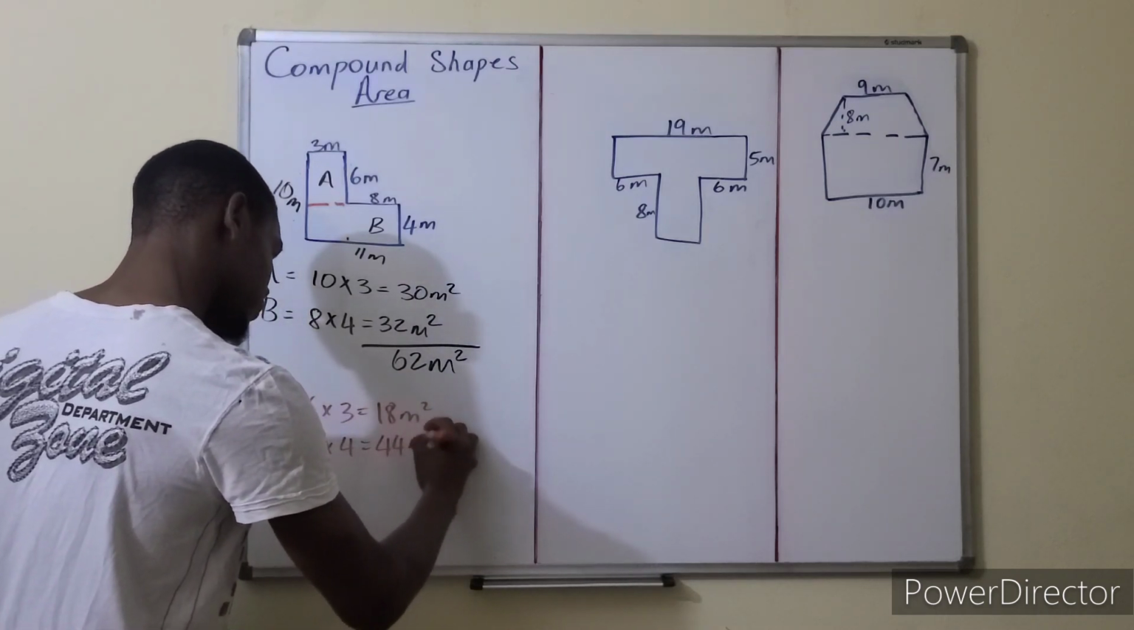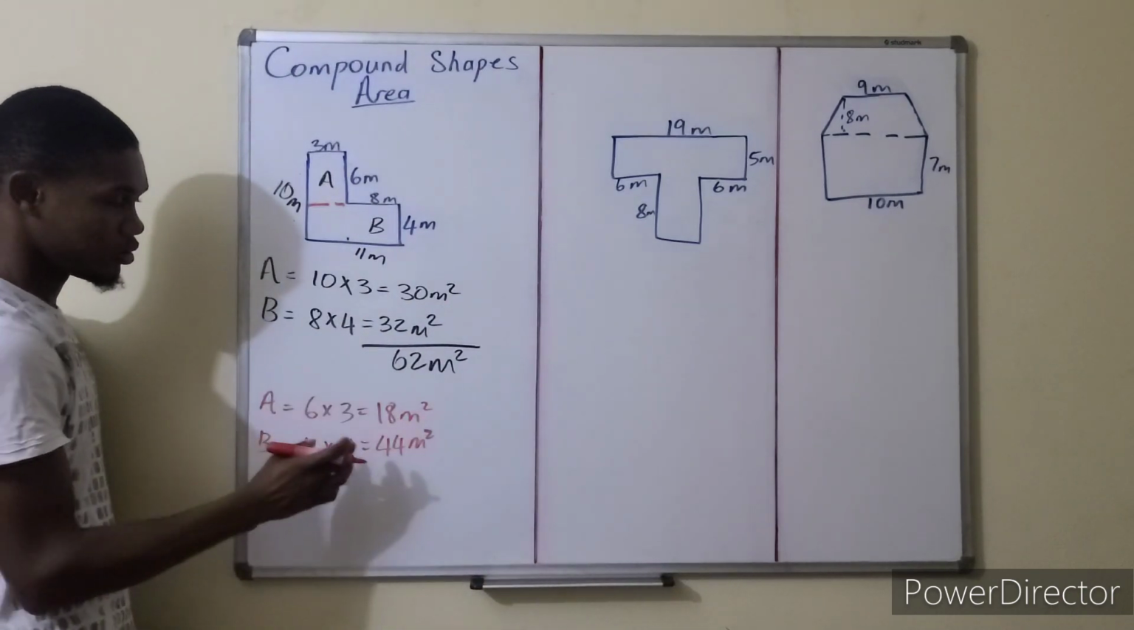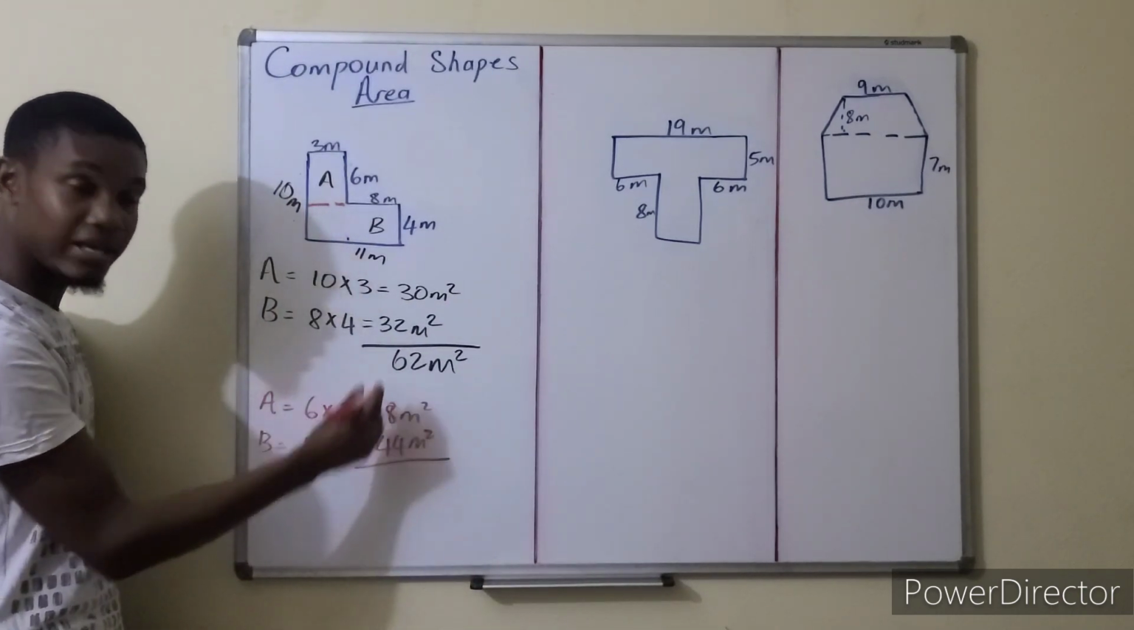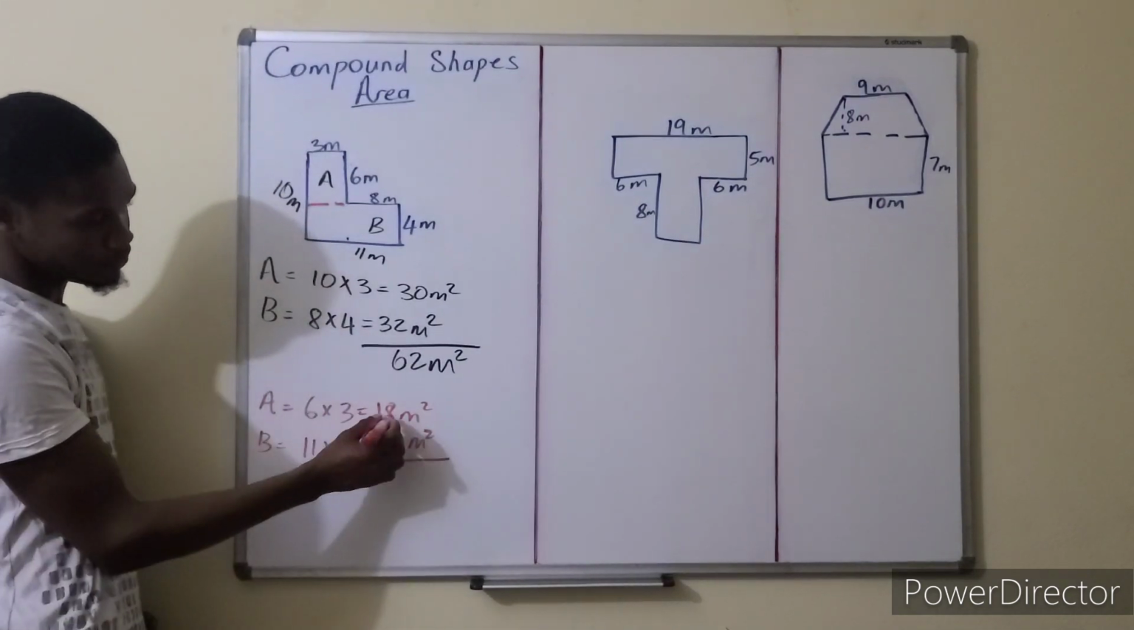And 11 times 4 gives you 44 meters squared here. So now, same process, you will add. So 18 plus 44, you would add them and you'll get 62.